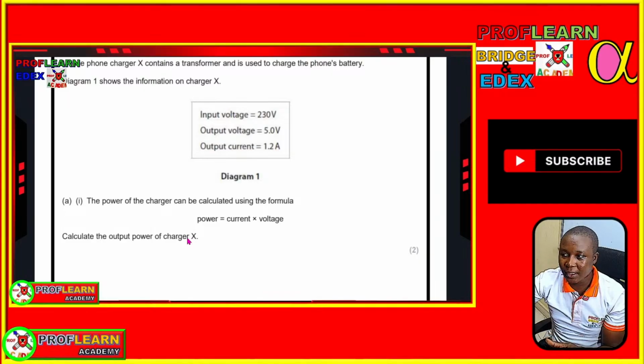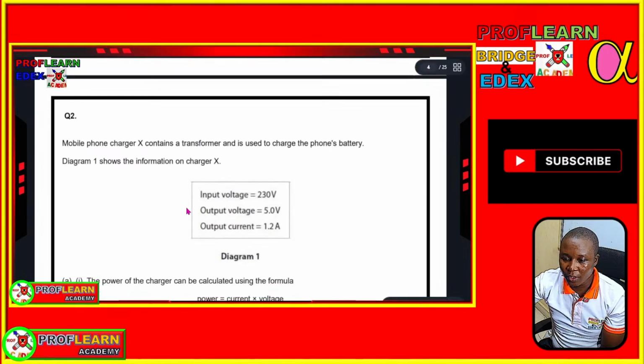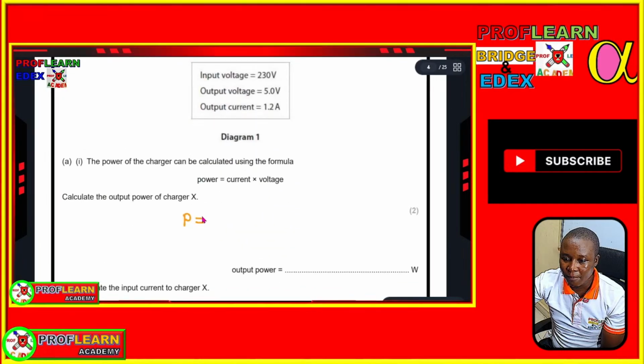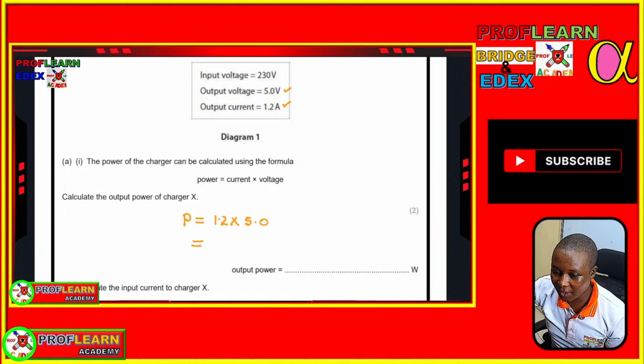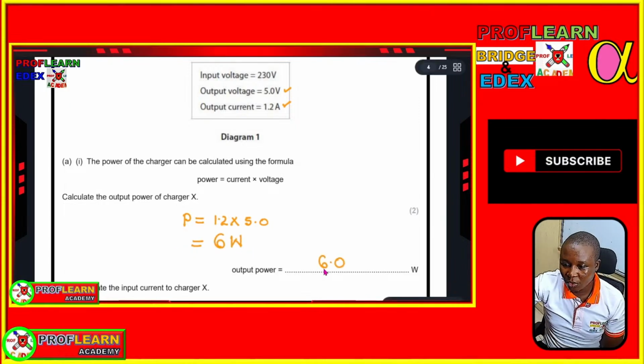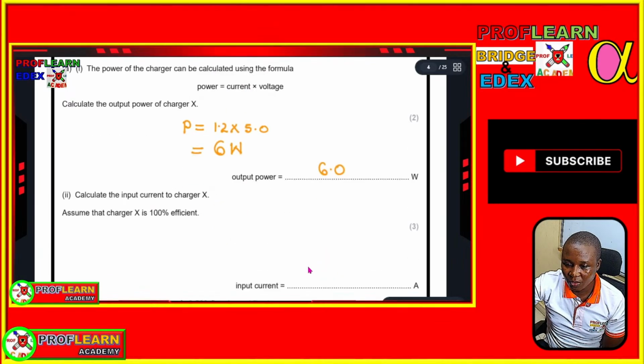So we need to understand that power is current times voltage. In that case, we're going to say power is current times voltage, and all that is given here. So this is going to be 6 watts. 6 watts as the final answer.